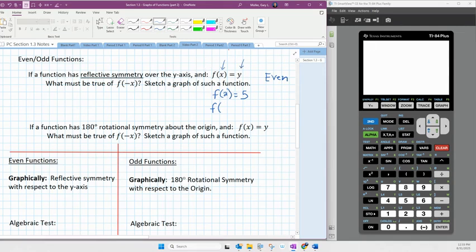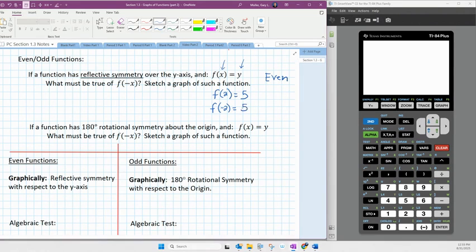You plug in some x value and you get a y. Now it's saying what happens when you plug in the opposite of that x value. So in our case, that would be like plugging in negative 2. What would we have to get if it had reflective symmetry over the y-axis? Hopefully you can realize that the answer would be the same answer.